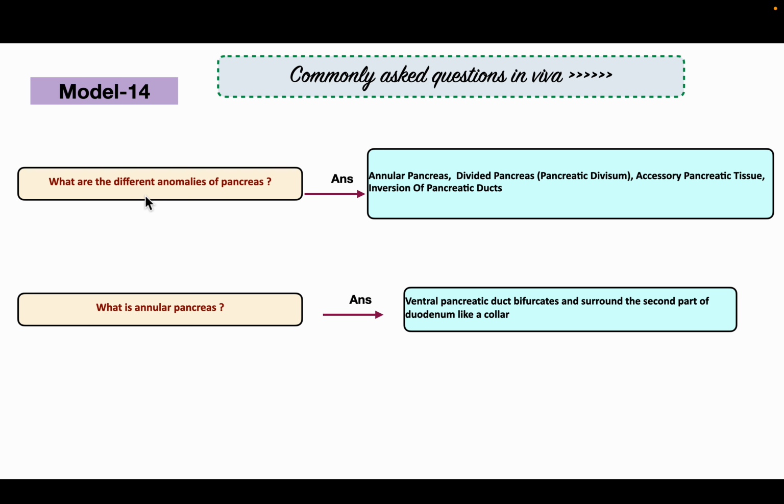So what are the different anomalies of pancreas? So these are the anomalies that you should know. So out of this, the annular pancreas is very important. What is that? The ventral pancreatic bud bifurcates and surrounds the second part of the duodenum like a collar, causes the obstruction of the duodenum.